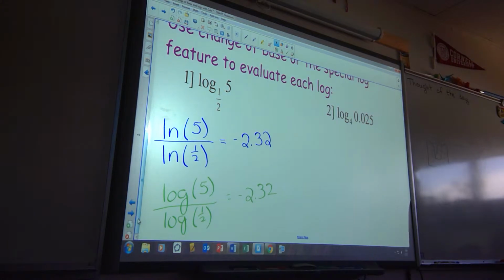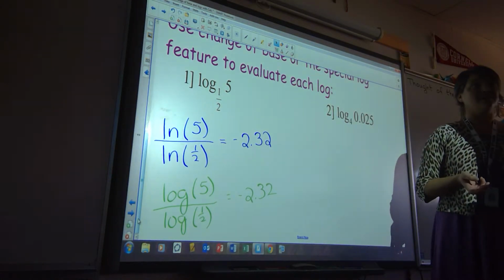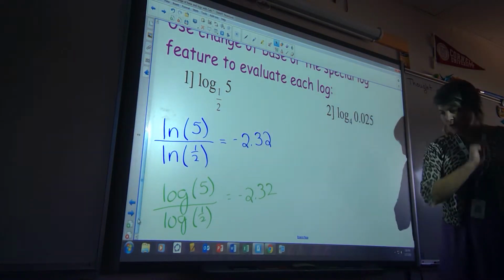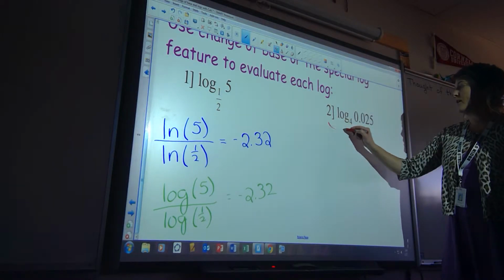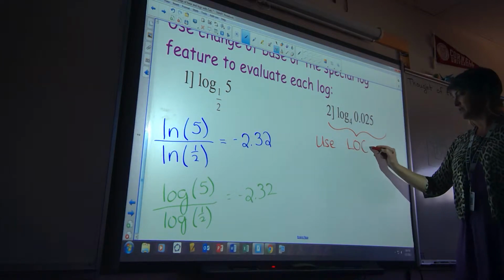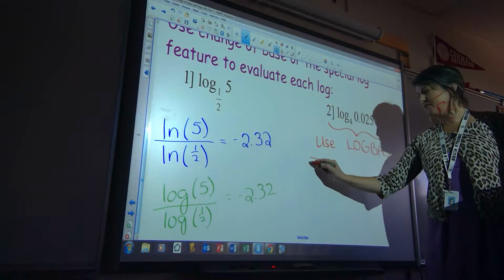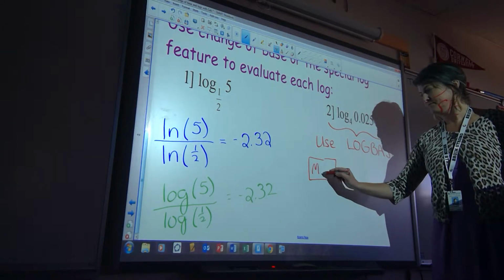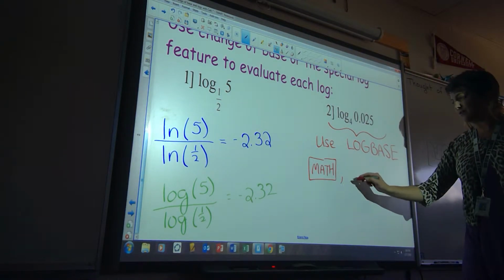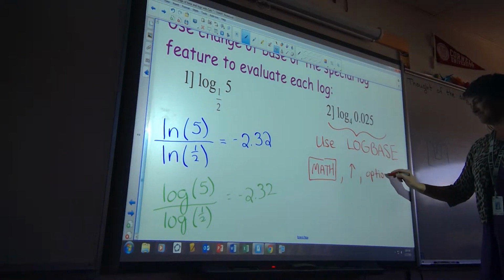But those of you who have a new-ish calculator, they have updated the operating system to allow you to type something like this in one step. So here's what I want you to look for. We are going to use what is called log base. It's all in caps in your calculator, and it is under the math button. Now, the math button, you kind of have to scroll through it. I'll give you a hint. Scroll up and look for option A.